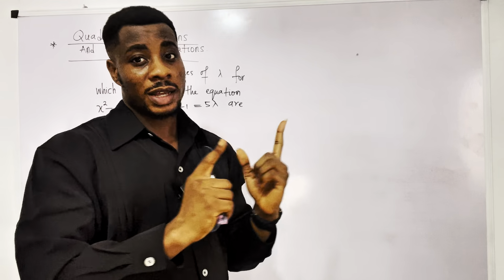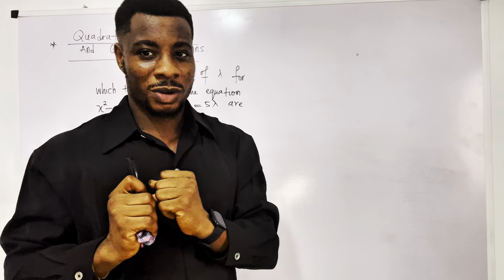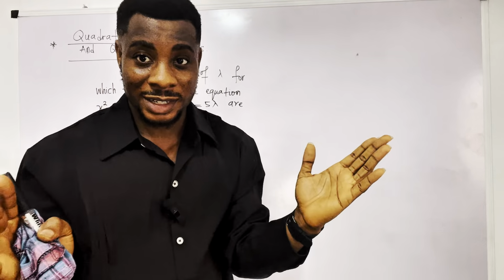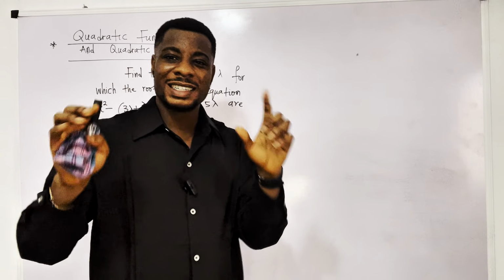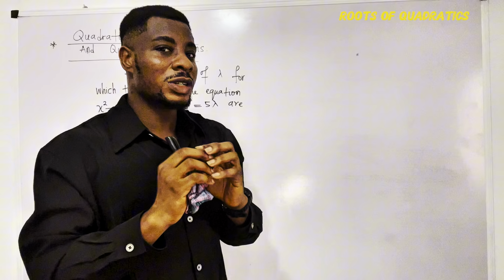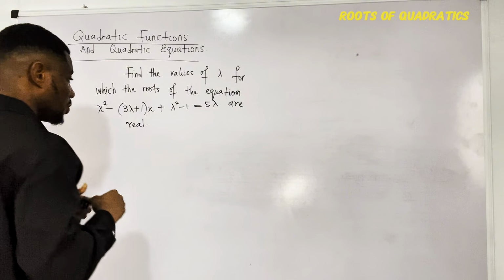It could be real and distinct. It could be real and equal. When it's real and distinct, I told you that the roots are different. But when it's real and equal, I told you that the roots are going to be the same. However, I told you that for real, we combine both to give you this.